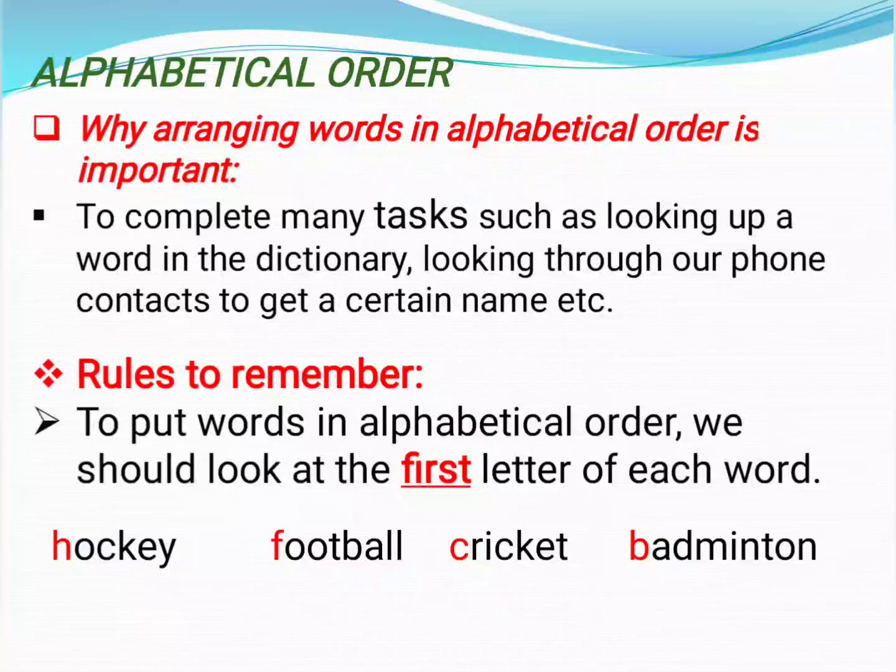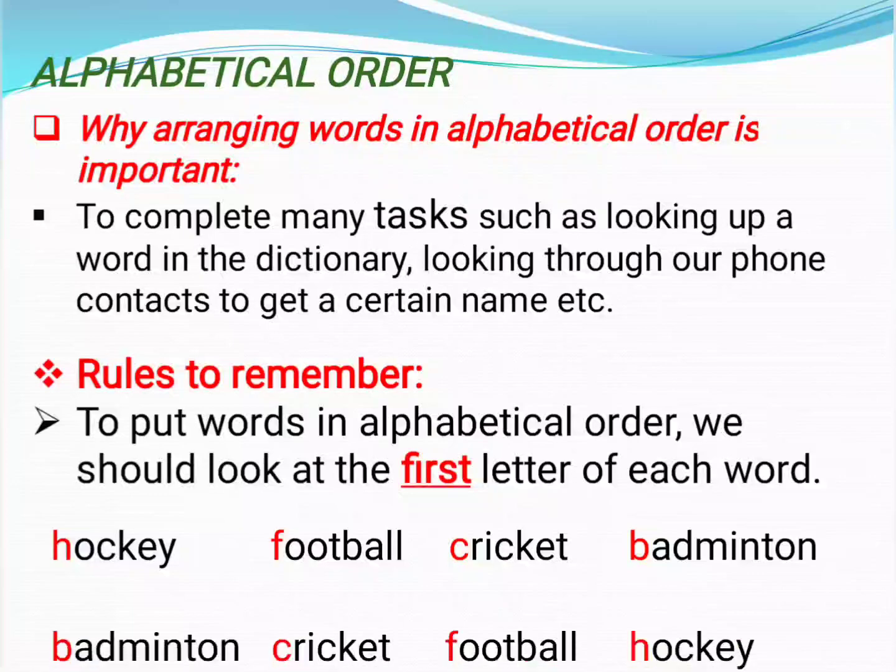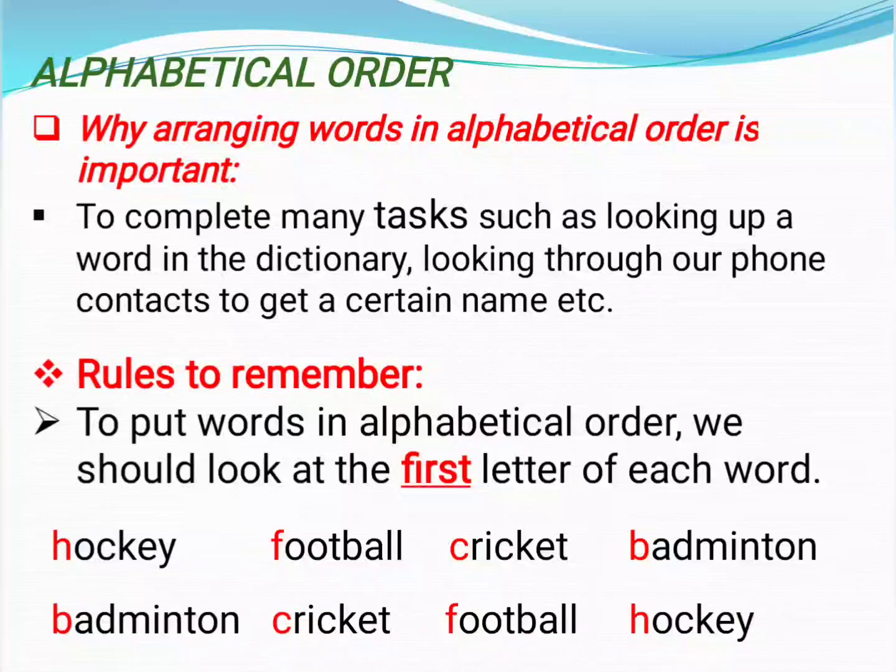According to the English alphabet, we have to start from letter A. No word starting with letter A is there, so we'll go for B, badminton, then C, cricket. No word starting with letter D or E, then we'll go for football. In the same way, we'll arrange according to the sequence: badminton, cricket, football, hockey. Now all these words are arranged in alphabetical order.